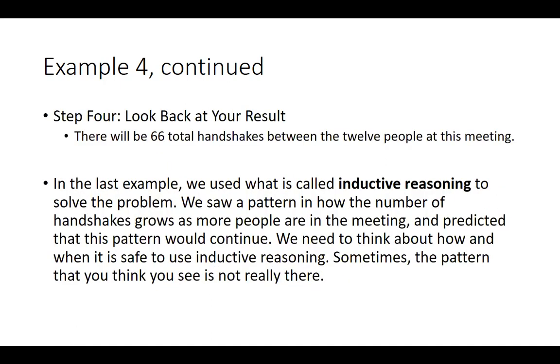So step 4, looking back at the result, there will be 66 total handshakes between the 12 people at this meeting. In this last example, we used what's called inductive reasoning to solve the problem. We saw a pattern in how the number of handshakes grows as more people are in the meeting and predicted that this pattern would continue. We need to think about how and when it's safe to use inductive reasoning. Sometimes the pattern that you think you see is not really there.